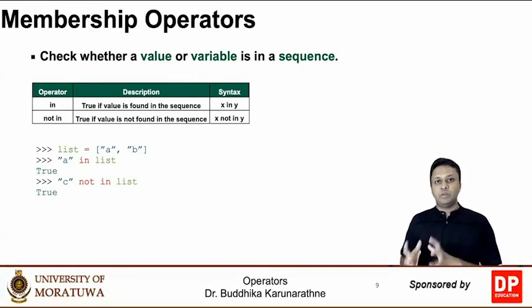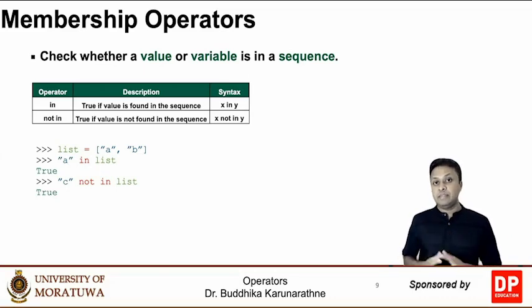Membership operators in and not in are used to test whether a value or a variable is found in a sequence. A sequence can be anything from a string, a list, a tuple, a set, or a dictionary. Similar to identity operators, membership operators also return Boolean values, either true or false.